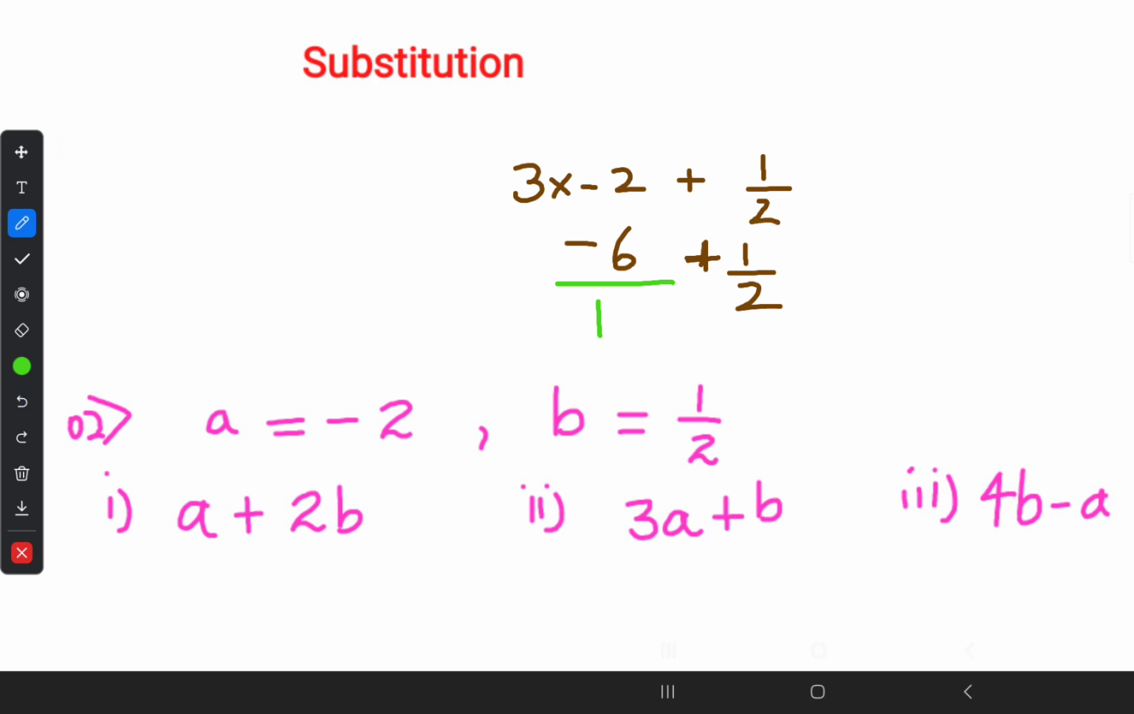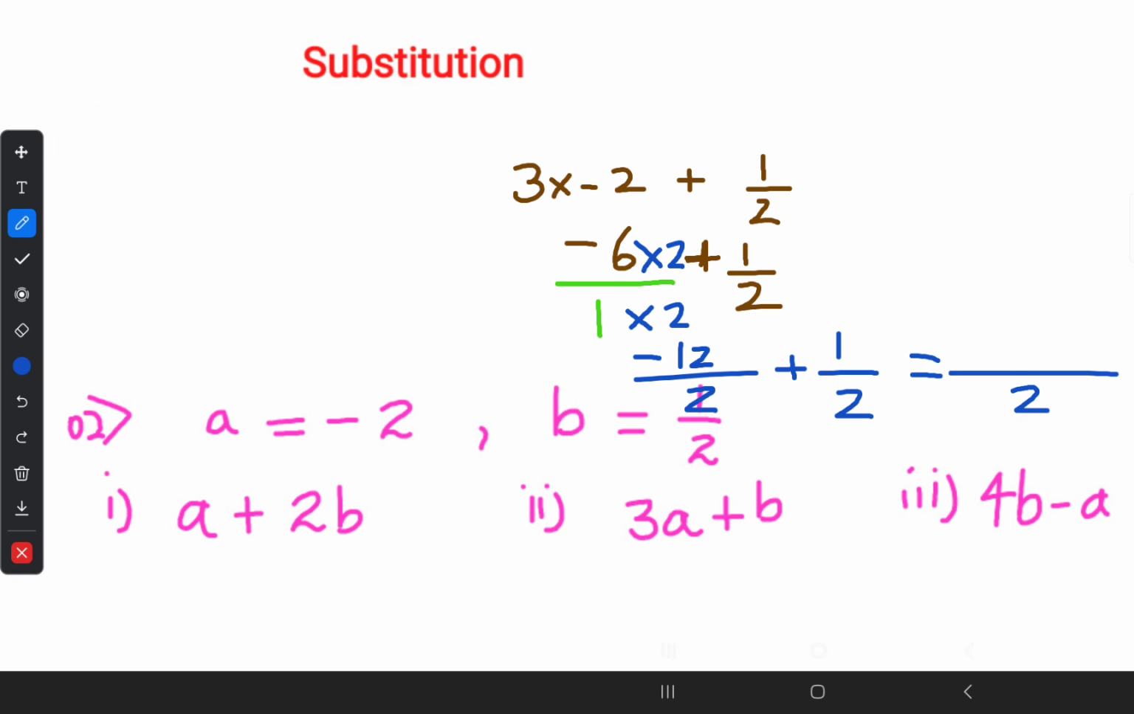You should change both of them to the common denominator. For that, I am going to multiply this fraction by 2. So that will give you negative 12 over 2 plus 1 over 2. Here you can see the denominators became the same. So in your final answer, 2 is the denominator. So we can do the operation between the numerators.